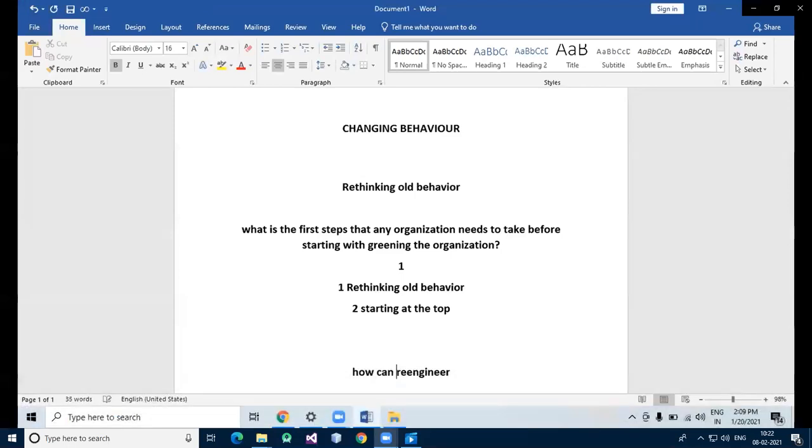How can an organization regenerate its process to be more environment friendly? Okay, so let's see.